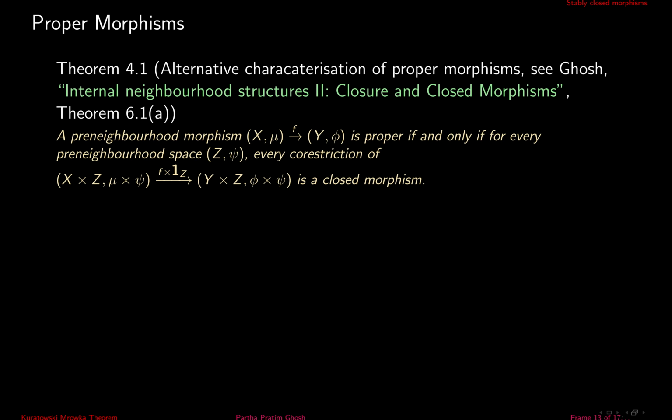Here is an alternative way of looking into proper morphisms. A pre-neighborhood morphism F is proper if and only if for all other pre-neighborhood spaces Z, the product with the identity of F is closed. Not only that, for every subobject of Y cross Z, the pullback of this product along that subobject is also closed.